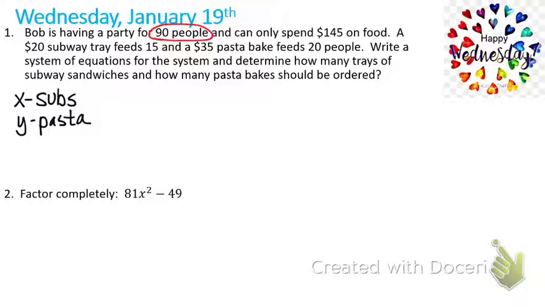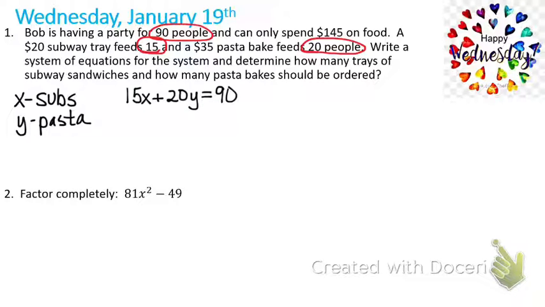A pasta bake feeds 20 people, and the sub tray feeds 15 people. Okay, so here's our first equation. So a Subway feeds 15, so that would be 15x, because 15 is for subs, and we said x is subs, plus 20 people for a pasta tray equals how many people are going to this party altogether? 90. That's your first equation.